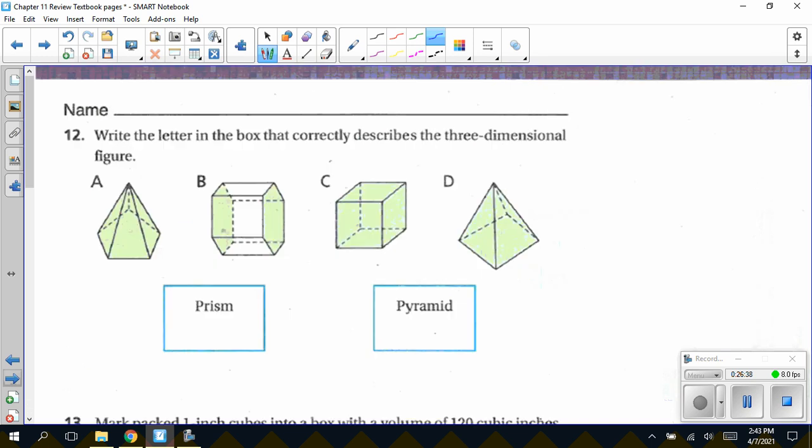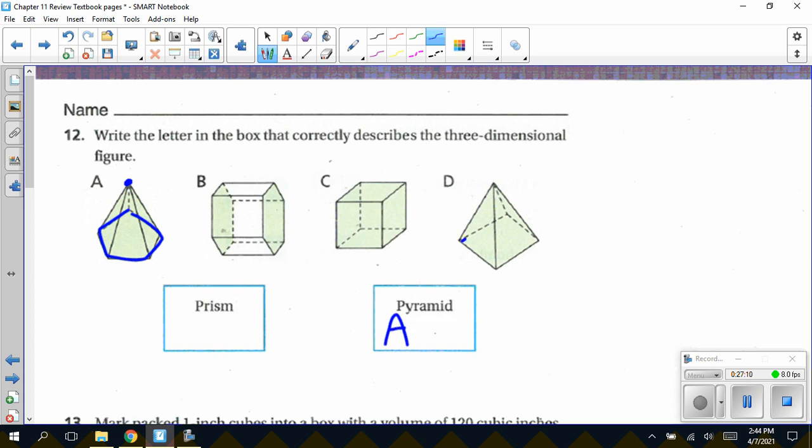Moving on to the next one. Number 12, write the letter in the box that correctly describes the three-dimensional figure. So notice we're comparing between prisms and pyramids. We've already discussed the difference between the two. The pyramid is probably the easier one because the pyramid comes up to the point at the top and it only has that one base at the bottom. So I notice that for A, I only have one base at the bottom and then I have that vertex up at the top. So A is a pyramid.